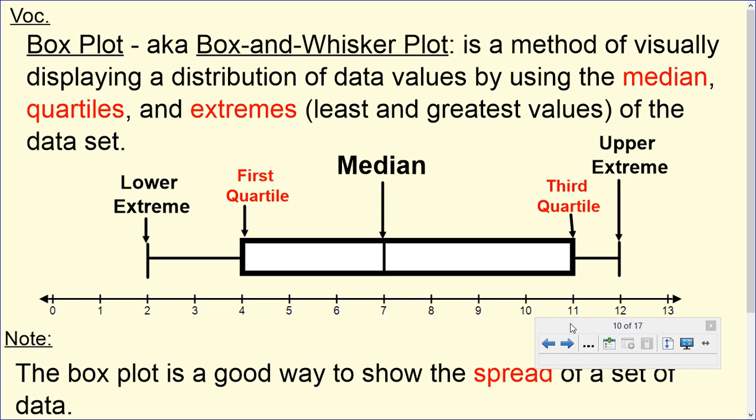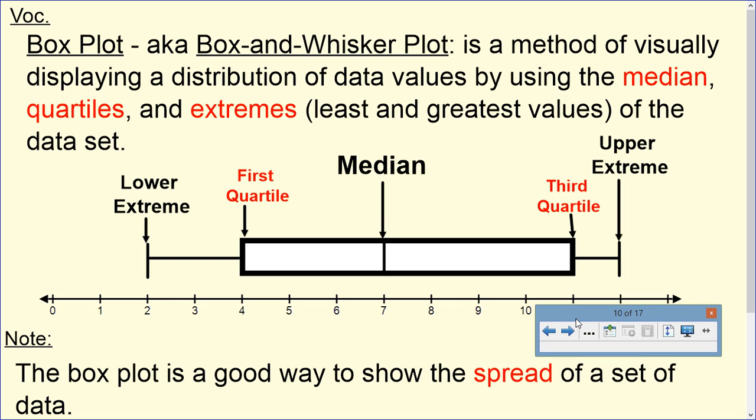So the box plot, also known as the Box-and-Whisker plot, is a method of visually displaying a distribution of data values by using the median, quartiles, and extremes, that's the least and greatest values, of the data set. And this is done along a number line. So note the box plot is a good way to show the spread of a set of data.